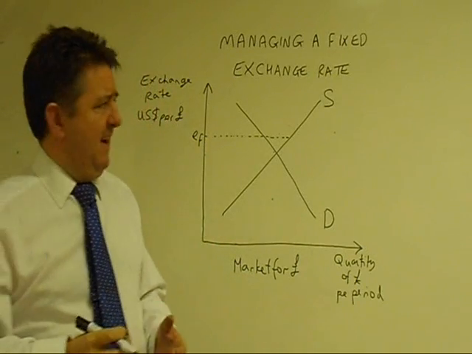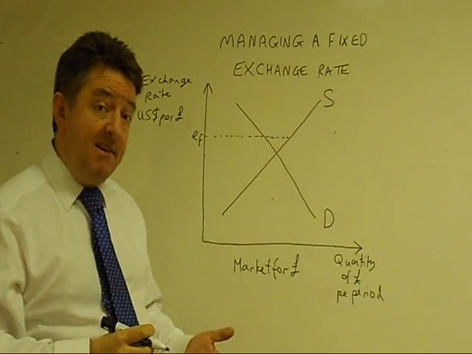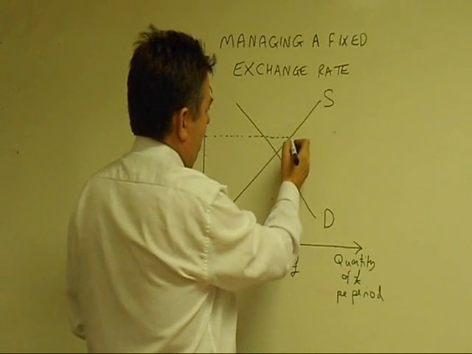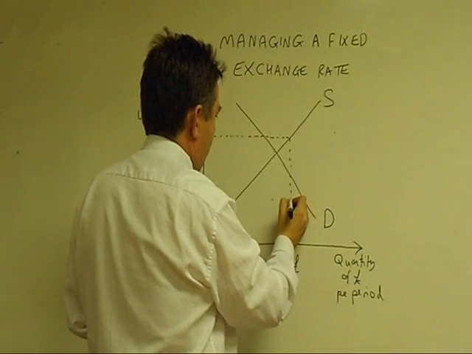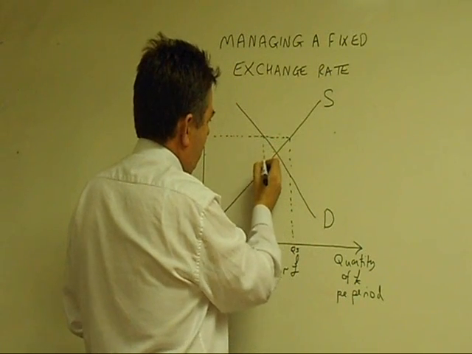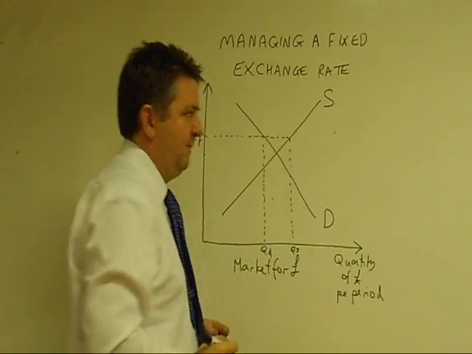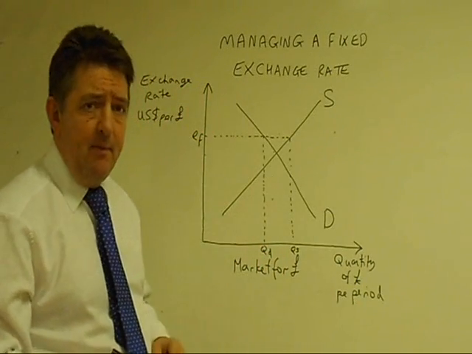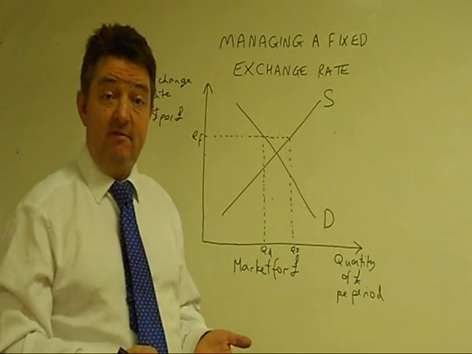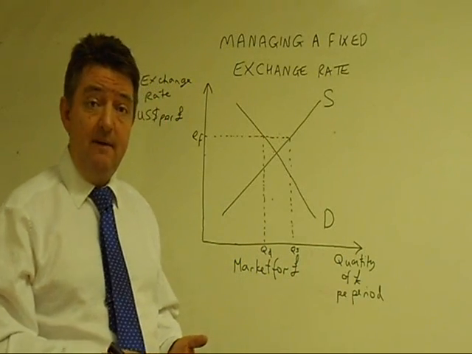And what that meant effectively was that Britons wanted to buy more goods from America than Americans wanted to buy from Britain. As a result, the quantity of pounds supplied was at this point, and the quantity of pounds demanded was at this point. And the gap there was met by the British government selling foreign exchange reserves, so selling dollars and buying pounds to keep the price high.